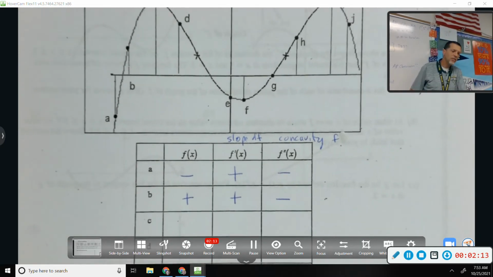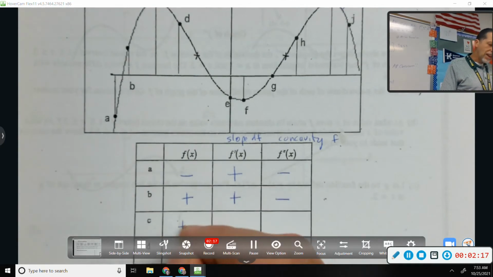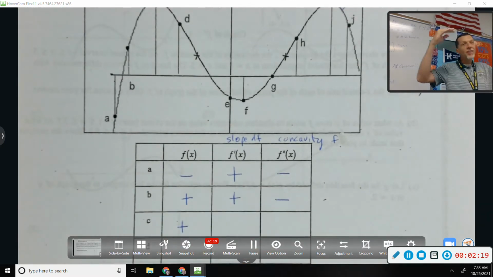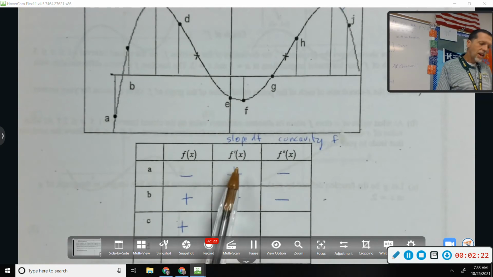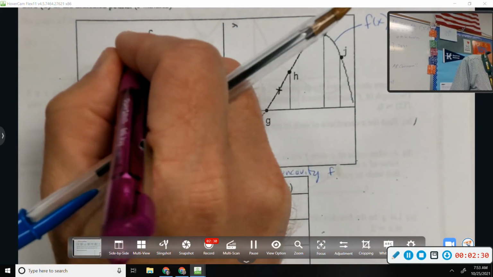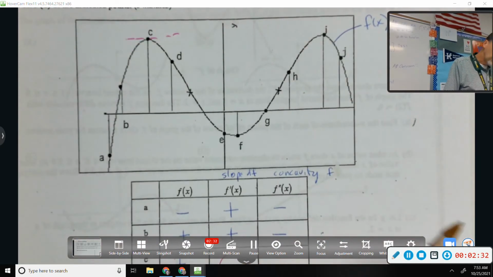So what do you think for C? What about f at C? Positive. Like f is just, are we above the axis or are we below the axis? F prime is the slope. What's the slope at point C? 0. That looks like a horizontal tangent line. So that slope is 0.